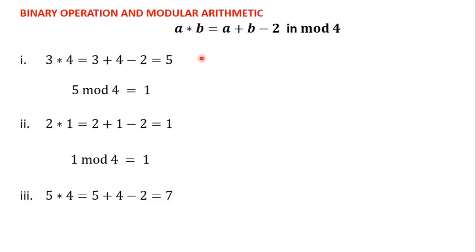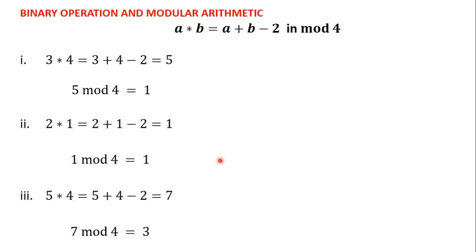But the definition of the binary operation was given to us in mod 4. We have found out that 5 star 4 is 7. So you have to find 7 in mod 4. 7 in mod 4, which is written as 7 mod 4, is equal to 3.